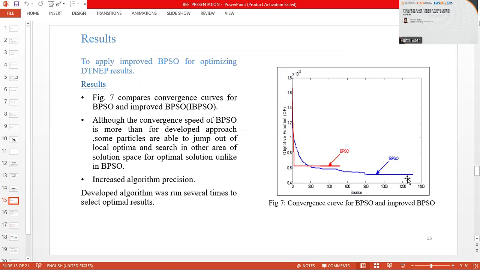However, for IBPSO, the particles are able to jump out of the local optima and search in a wider area of the solution space. And this gives an increased precision in the algorithm. We ran the algorithm several times to select the optimal results.